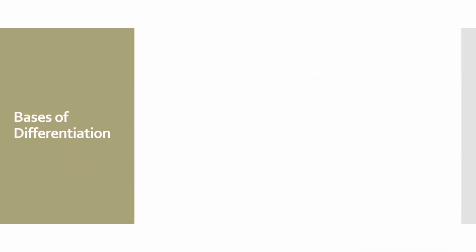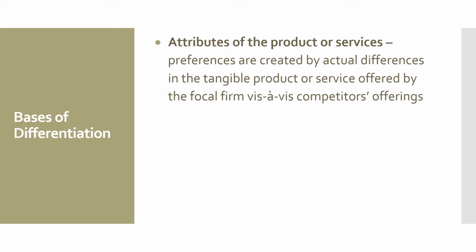Next is the basis of differentiation. First, we have the attributes of the product or services. The preferences are created by actual differences in the tangible product or service offered by the focal firm vis-a-vis competitors' offering. Again, the preferences are created by the actual differences, meaning it is a tangible attribute that includes such product characteristics as size, color, weight, volume, smell, taste, touch, quantity, or material composition. For example, when you want to buy a new car, you might consider tangible attributes such as its size, color, and material composition.